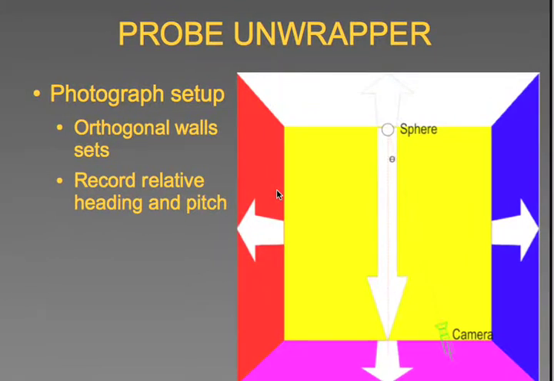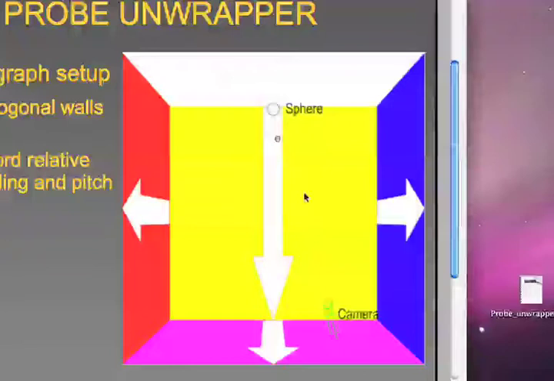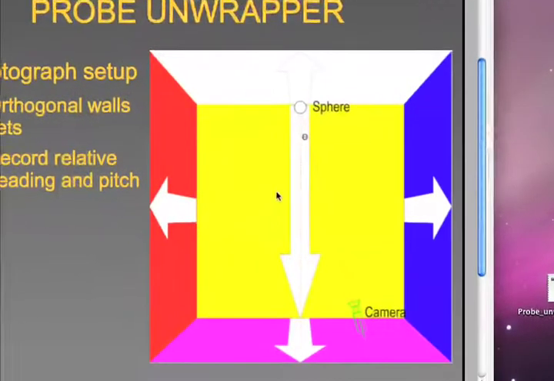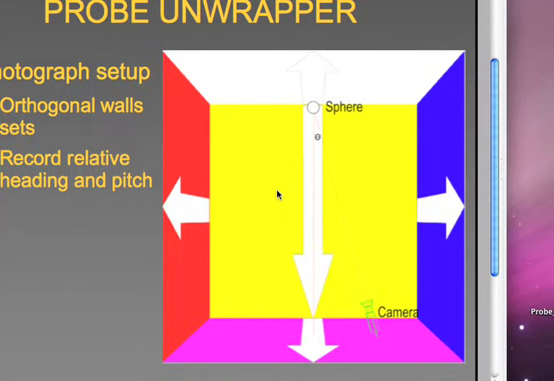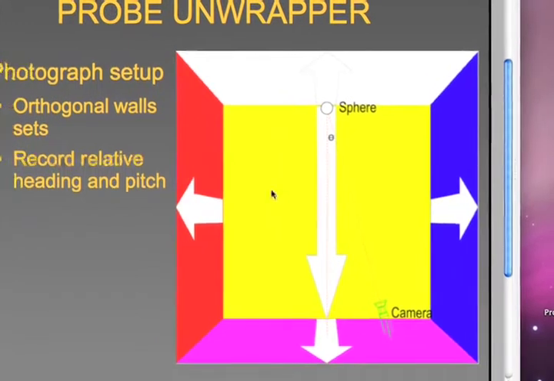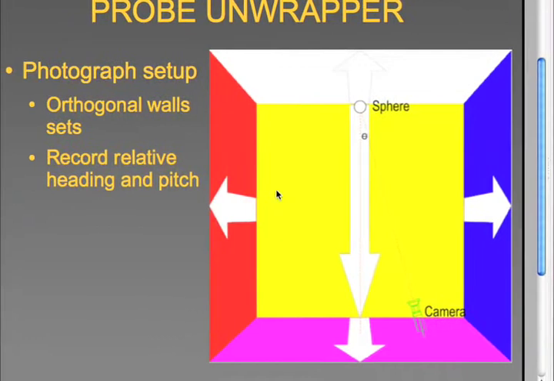talk a little bit about the photographic setup used to acquire the image probes. Now there's also a caveat here. The plugin only works with orthogonal wall sets. What that actually means, as you can see in this image mock-up of a room here, is that all of the walls have to be at 90 degrees to one another. So this plugin will not work in very strangely shaped rooms.